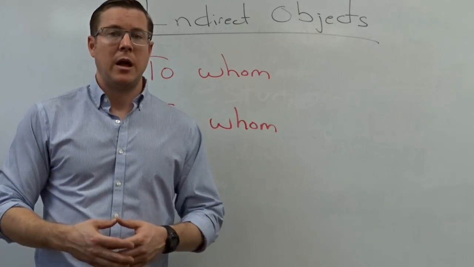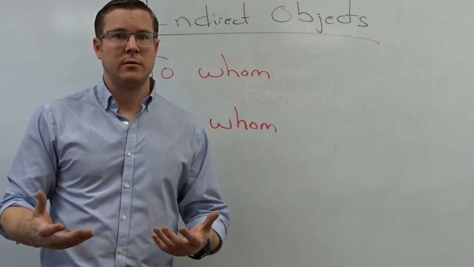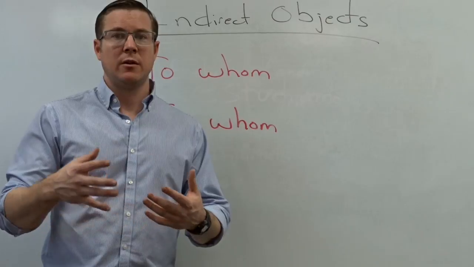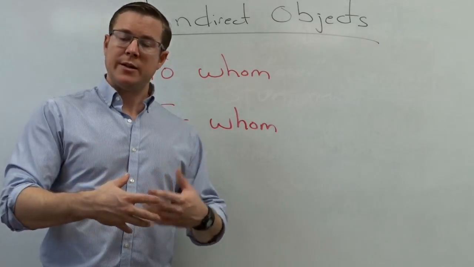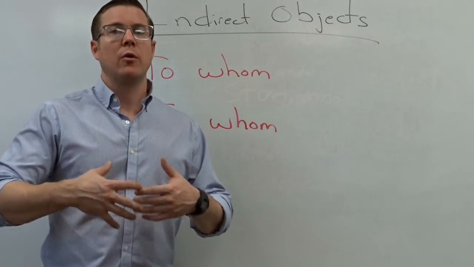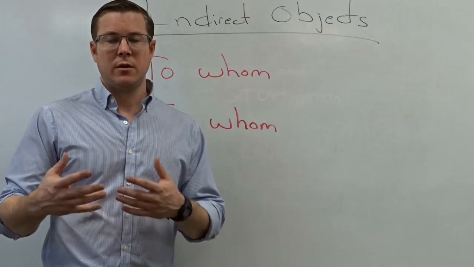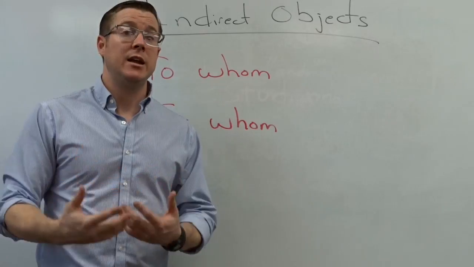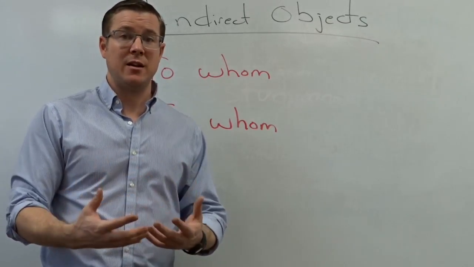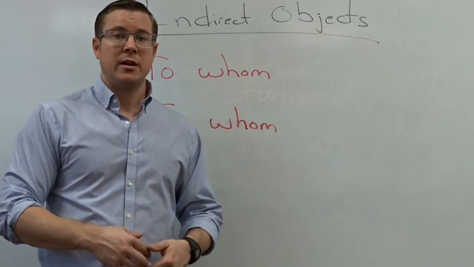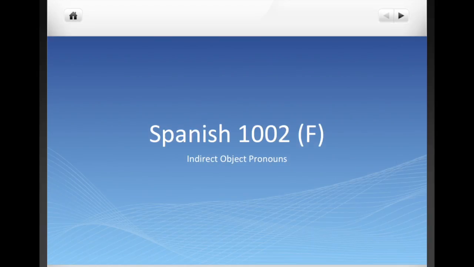For example, I bake cookies. I bake cookies for my friend. What do I bake? Cookies. That's the direct object. For whom do I bake these cookies? For my friend. That's the indirect object. Let's look at some examples and see if you can identify the indirect objects in a few sentences in English.